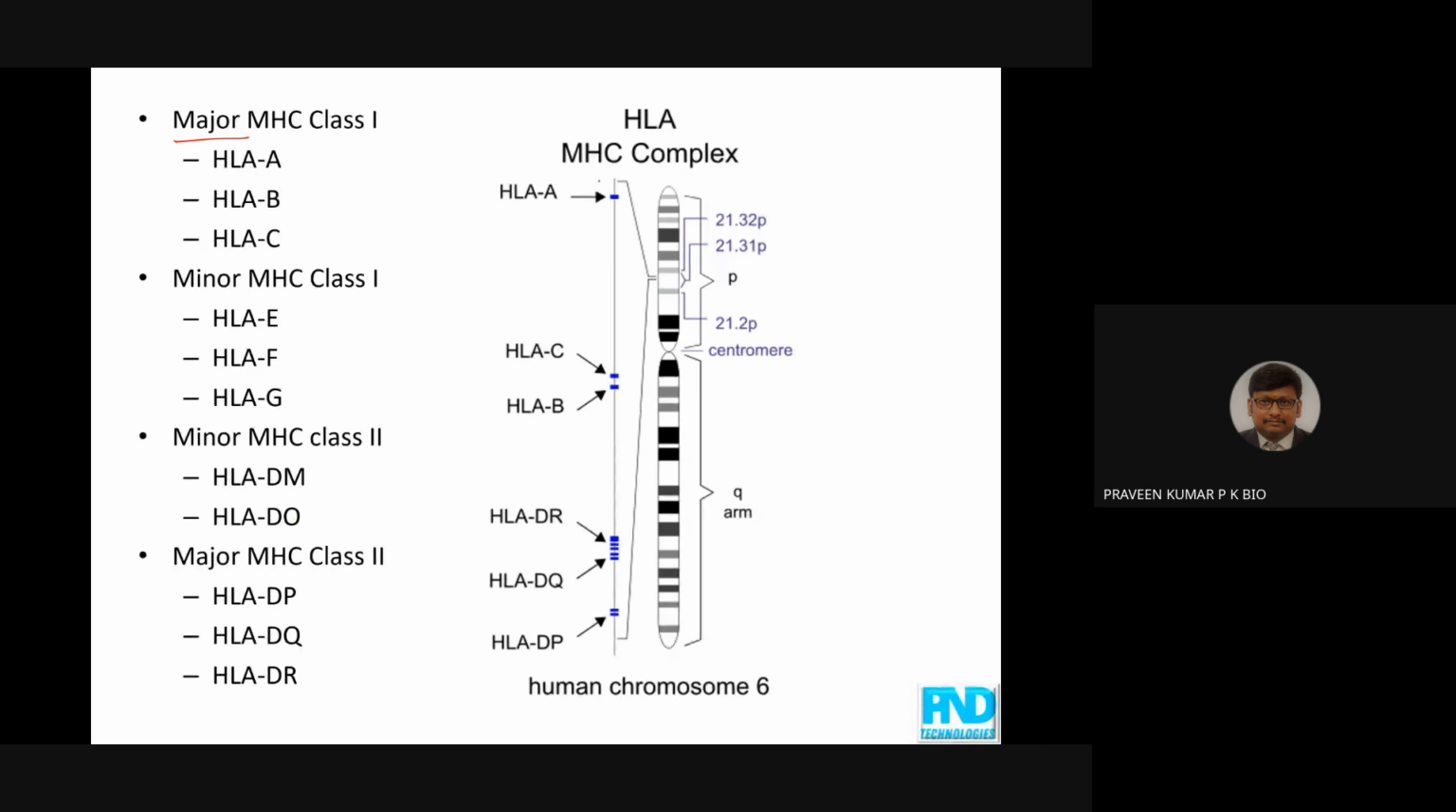And the HLA genes, if you see, we can find them in human chromosome 6. These genes are present in specific loci of the chromosome. So this is the short arm, and this is the long arm of chromosome 6. You can find DP, DQ, DR located in this kind of locus, whereas A, B, C are found in this locus of chromosome 6.